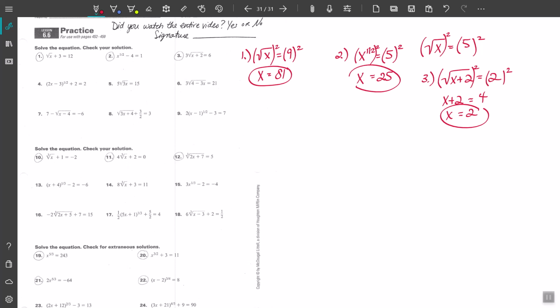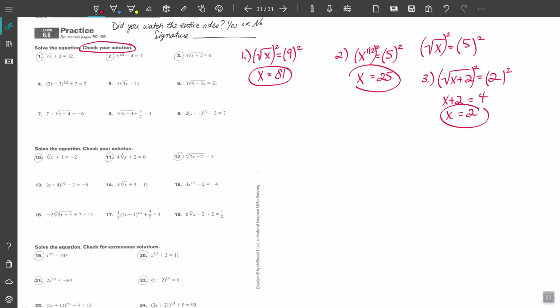Now, the other thing that is going to be important in this section, particularly, is the second direction here, which says check your solution. And it's always a good idea to check your solutions. I mean, we've had a lot of sections and chapters in the past where they've asked you to solve and check the solution. It's always a good idea in case you made a mistake.